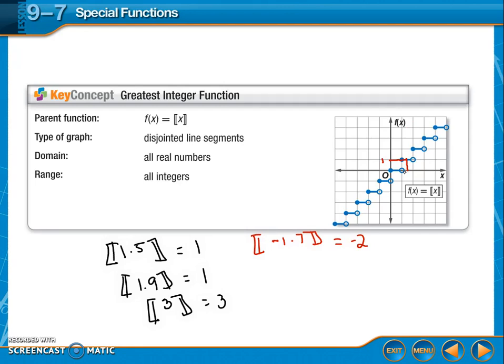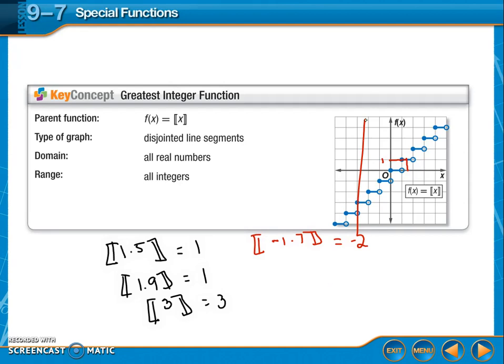Okay, so if we're looking at this, the domain is all real numbers, right? Anywhere along this, the x is defined. Where it overlaps, it's only defined at one spot; it's still filled in at least one spot there. So anywhere you draw a line on this, it's going to hit the graph somewhere on x.